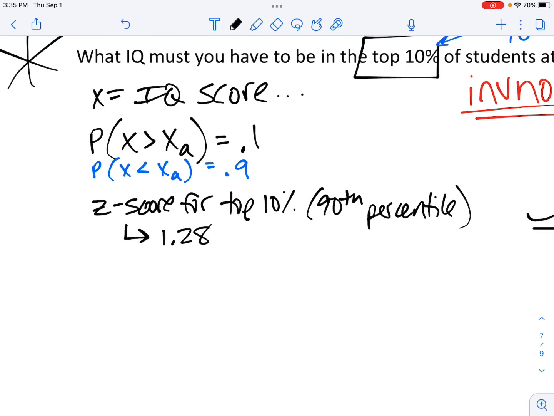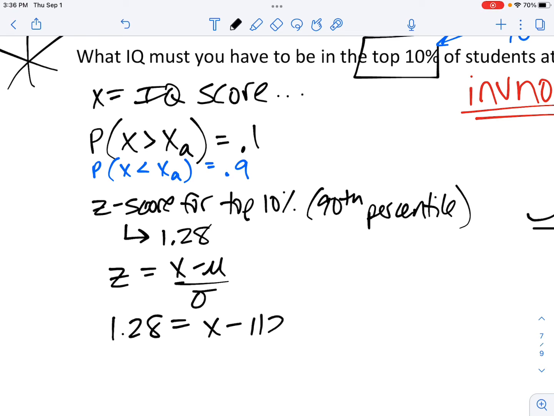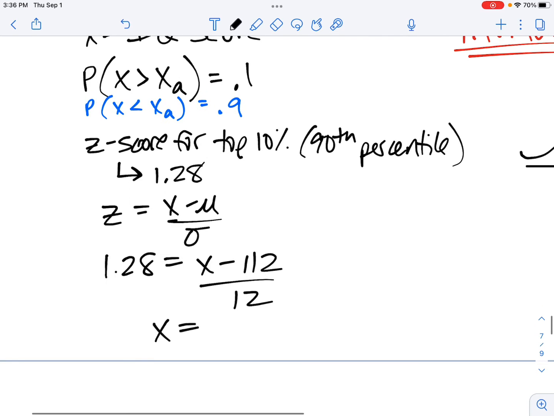Now, I'm pretty sure we have a z-score formula, you guys, and I think that we have all the information except for the x. The z-score is 1.28. The x I don't know. I haven't labeled that x yet, but I still know the mean is 112, and isn't the standard deviation still 12? You can solve that thing. I believe solving that, you get x equals 127.36.